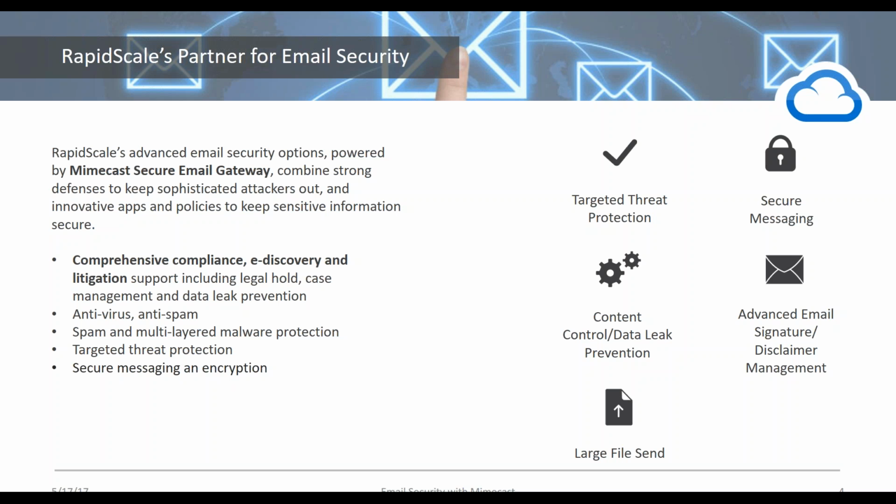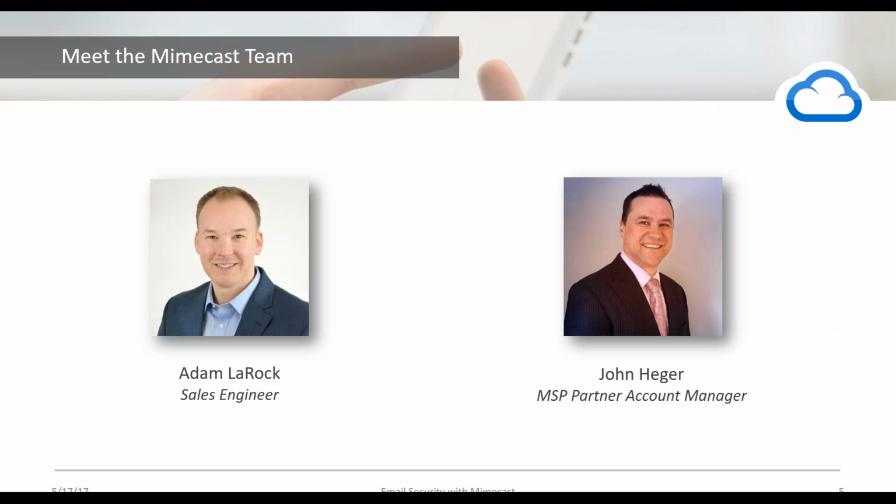And data leak prevention, also super important. Large file send, that scenario there is you have an attachment over a certain size, automatically essentially uploads that to the Mimecast cloud, sends a link to the user so we're not clogging up the email system, and then they can securely download that file via the Mimecast cloud.